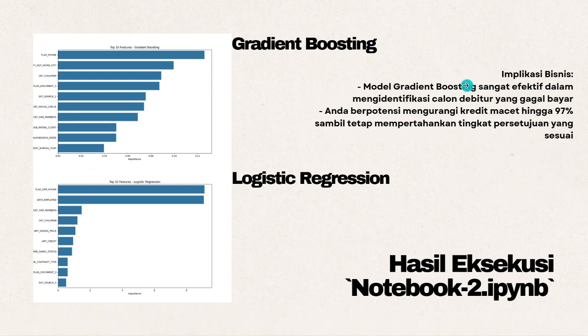So the business implication behind this would be that the gradient boosting model is very effective within identifying potential debtors that would fail to pay. And this has the potential of decreasing credit loss by 97%, while still maintaining a degree of agreement that is appropriate.